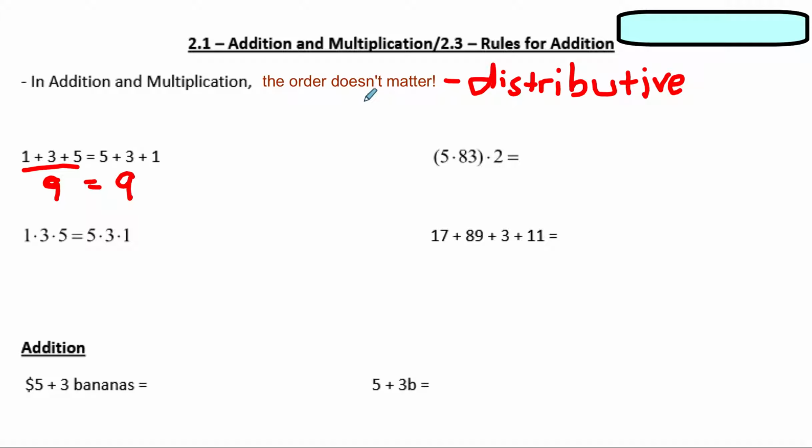That's what we mean when we say order doesn't matter. Same thing here. Here we're multiplying 1 times 3 times 5. 1 times 3 is just 3, and 3 times 5 is 15. If I were to multiply in the opposite order, 5 times 3 times 1, that would still be 15. So when we say order doesn't matter for multiplication and addition, we just mean that it doesn't matter in what order I add or multiply, I will still get the same answer.